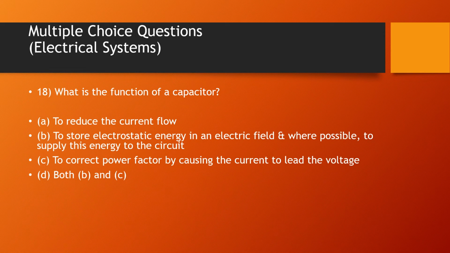Now coming to the next question, what is the function of a capacitor? Option A is to reduce the current flow. Option B, to store electrostatic energy in an electric field and where possible to supply this energy to the circuit. Option C is to correct power factor by causing the current to lead the voltage. Option D is both option B and option C. And the answer to this question is option D, that is both option B and option C.